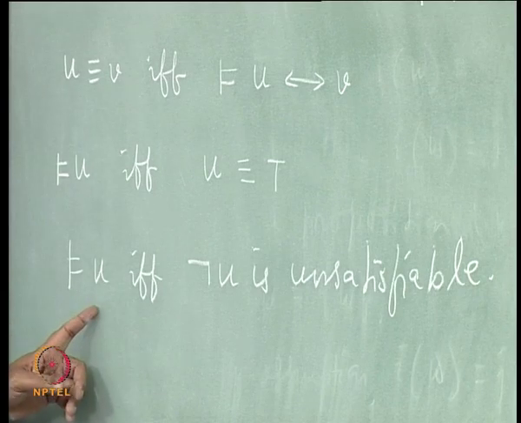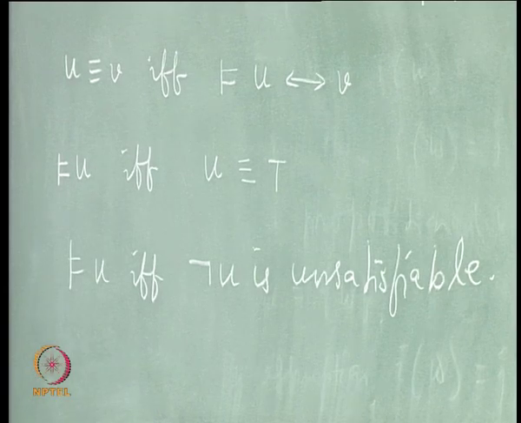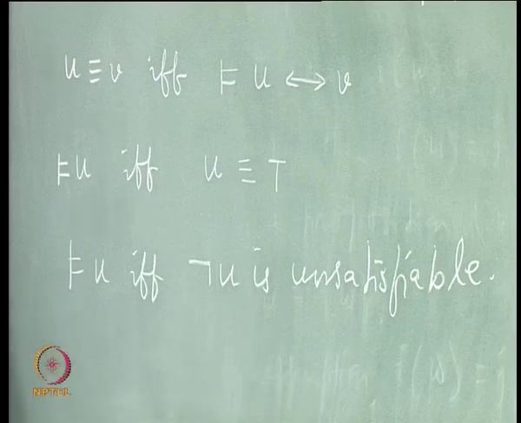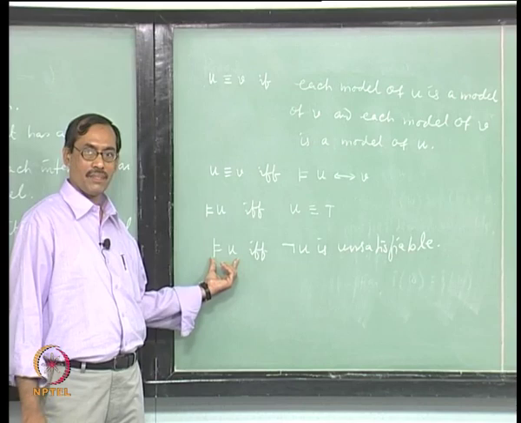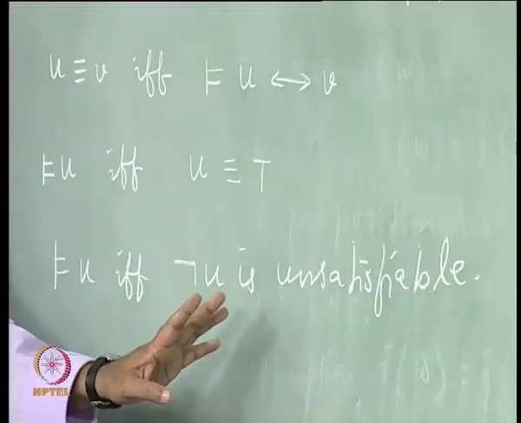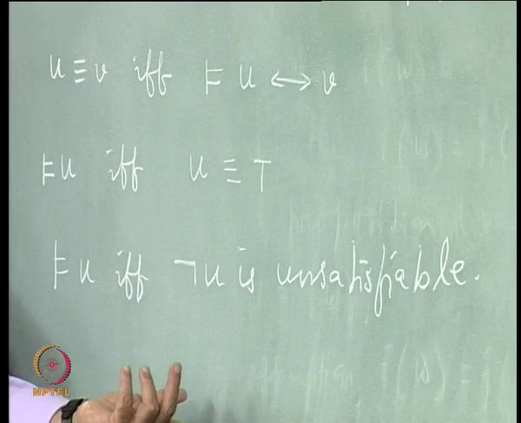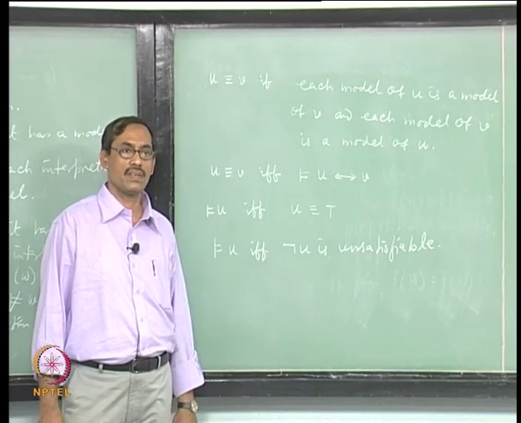So, you start from the left side: U is valid. Now consider any interpretation; you want to show that it is not a model of not U. Consider any interpretation I. Because I is a model of U, I is not a model of not U. For each interpretation this happens, therefore not U is unsatisfiable.